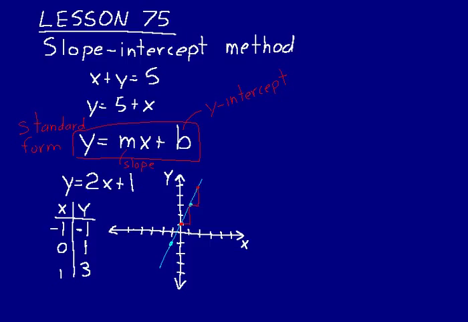Likewise, if I start back at the y-intercept and go to the left 1 and go down 2, I end up hitting the line again, and I can repeat that again. Left 1, down 2, and I hit the line.